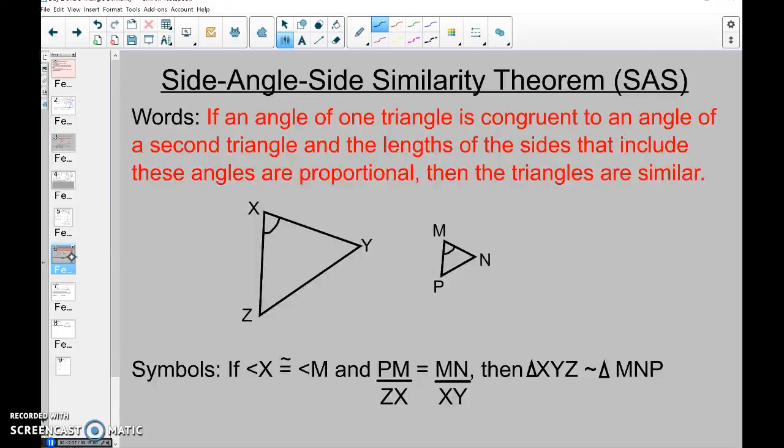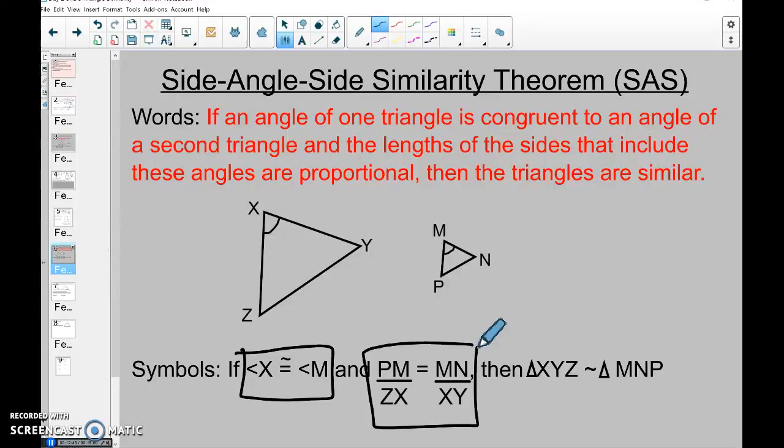All right, moving on. Now we're on to side, angle, side. Please pause here, copy this down. Pretty self-explanatory, right? Side, angle, side. Got to have 2 angles that are congruent. That's these guys right here. And you have to have 2 sides that are proportional, not congruent.